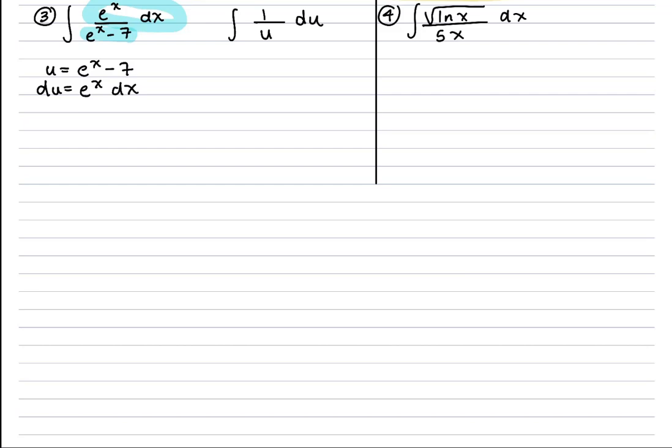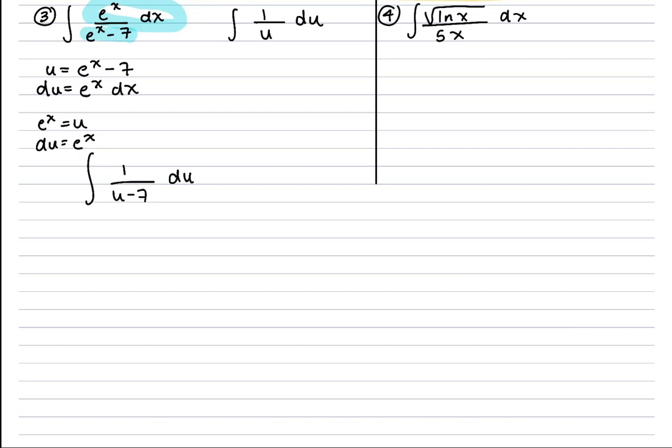Okay, and some people will kind of think, well, why wouldn't I make e to the x my u? If you make e to the x your u, look at how this gets rewritten. You have du is e to the x, so when you rewrite this, you have u up top, or I guess you would have to make the top du. So you'd have 1 over u minus 7 du.